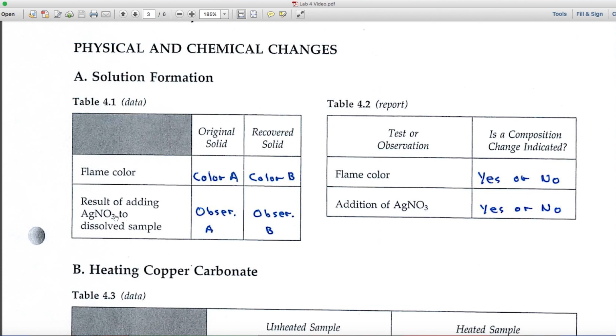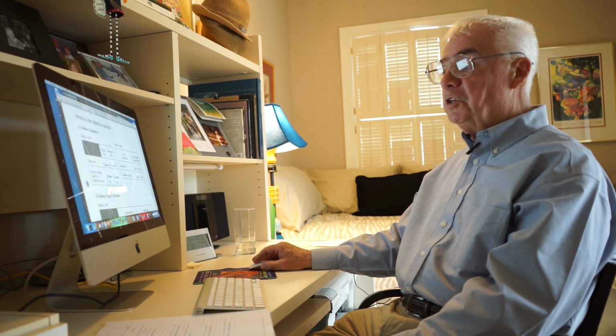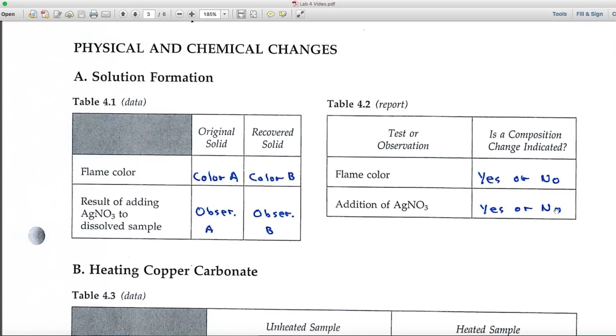And you'll use the result of adding silver nitrate in the same way. You'll make an observation for A, we'll say, and over here you'll see what happens when you add silver nitrate to the recovered solid and make observation B. If these two observations are the same, you'd say no. There's no indication of a change in composition. It looks to you like the original and recovered are exactly the same. But if there's a difference, you'd say yes. Let's look at part B.